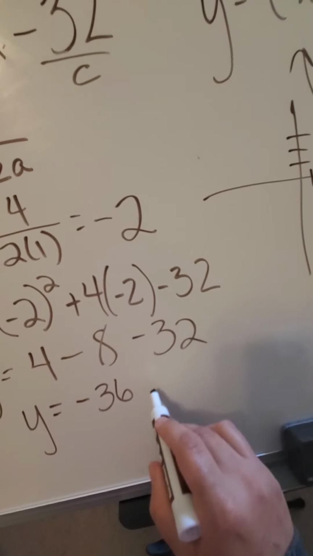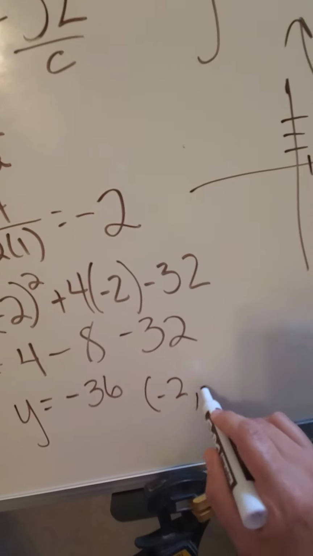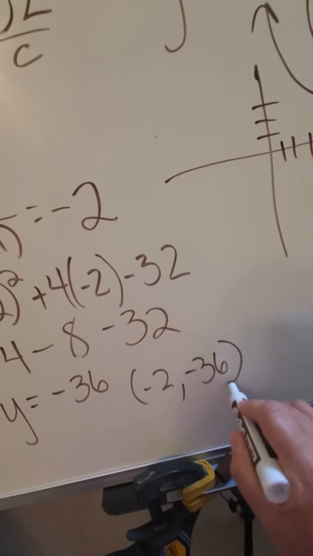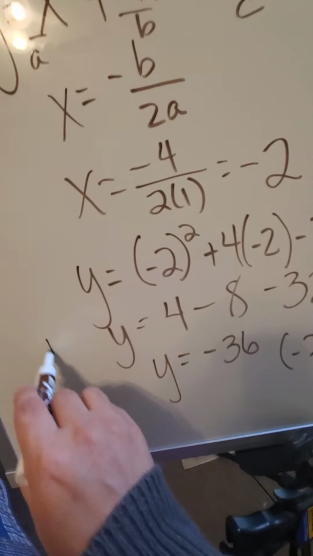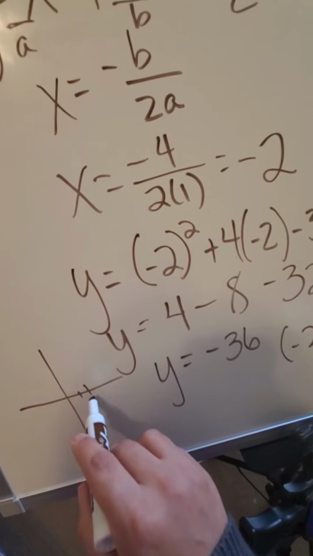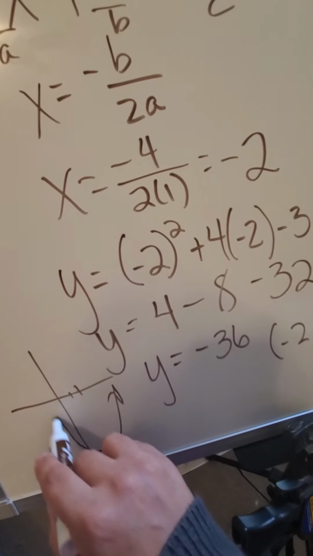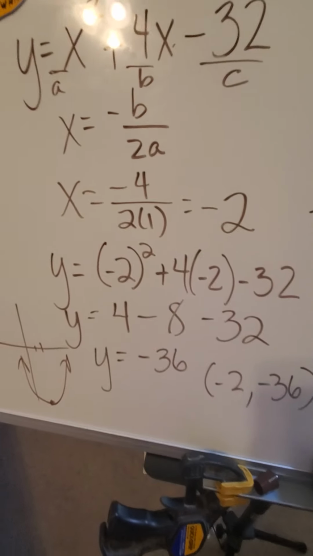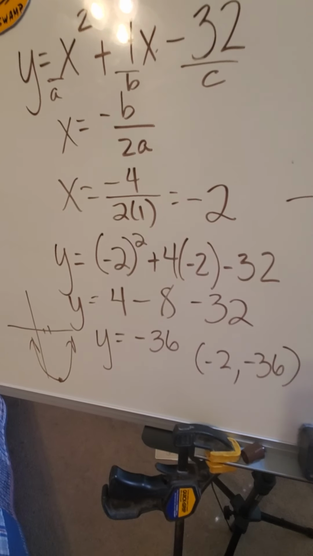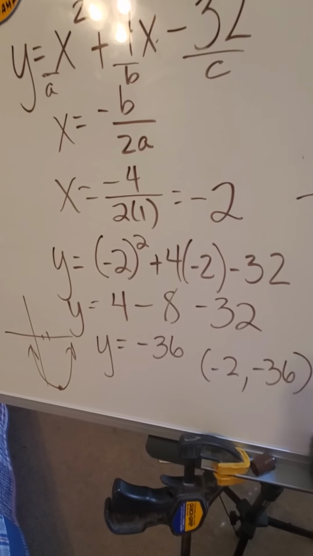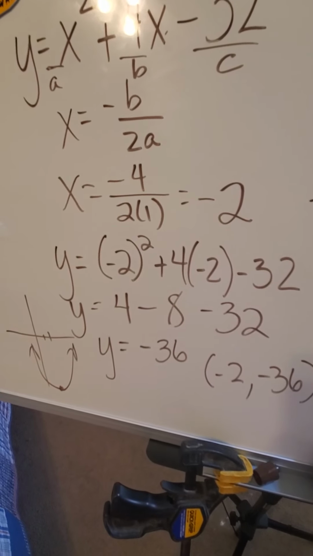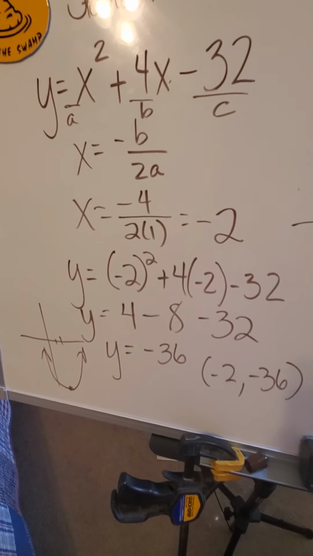So my vertex on this one would be negative 2, negative 36. Which will be way down here somewhere, and then it'll open up, right? Okay? So you get the idea. That's how you would find the vertex. So negative b over 2a is your friend. Once you find that, plug it back into the original equation.